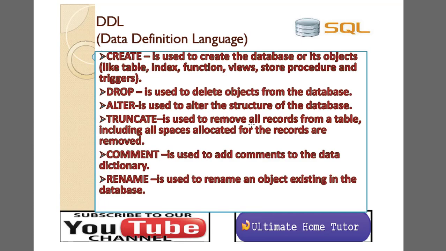Next, DDL commands have different types: the create command, drop command, alter command, commit command, and rename command. As the name suggests, they are all used for defining the database. Today we'll discuss the create, drop, and truncate commands, and in the next session we'll discuss the alter command, then commit, and then rename.